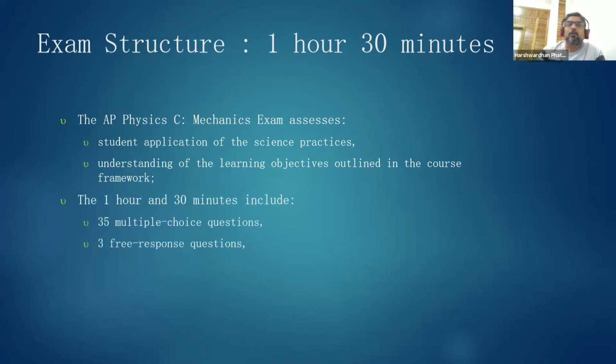Okay, so 1 hour 30 minutes include 35 multiple choice questions, that is section 1. And section 2 is 3 free response questions. Now, these free response questions are basically descriptive answer questions where a student has to elaborate his solution to a given problem. So all the steps carry marks here. Whereas obviously the MCQs, he just has to pick the correct option and he gets full marks.